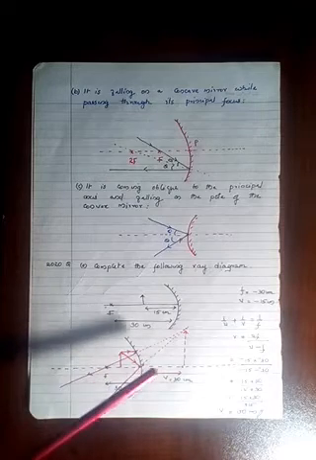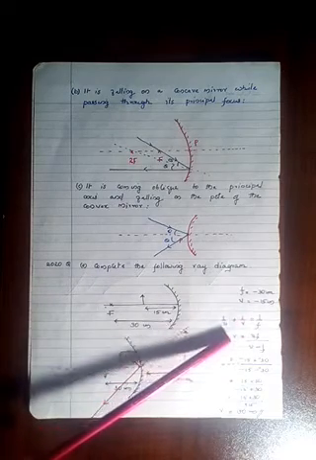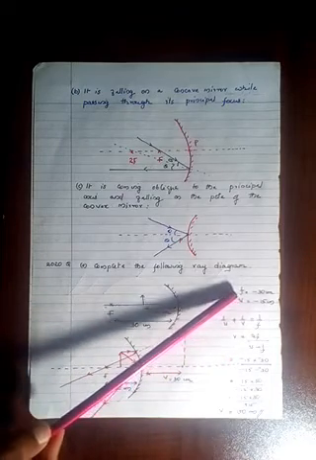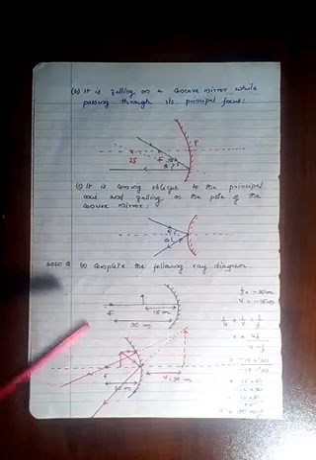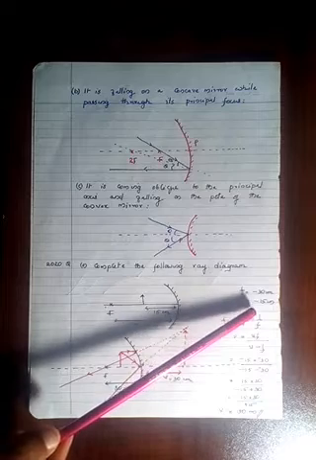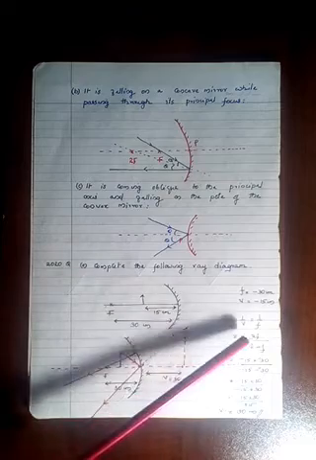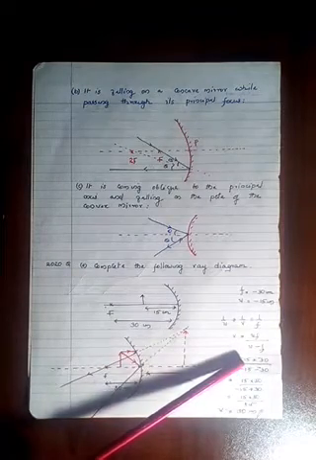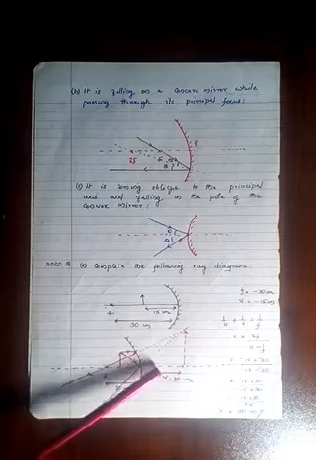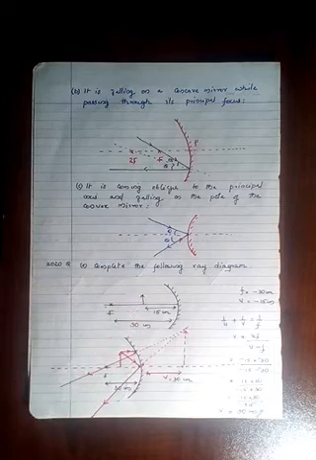Where? So we can use the mirror relation, and you can arrange them and you get the value for v is equal to uf by u minus f. And here for the concave mirror f is minus 30. The object is on the side opposite to the incident light, hence u equal to minus 15. So you just substitute u minus 15, f minus 30, and you get the answer v equal to 30 centimeter. So that is the completion of the ray diagram, first of all.